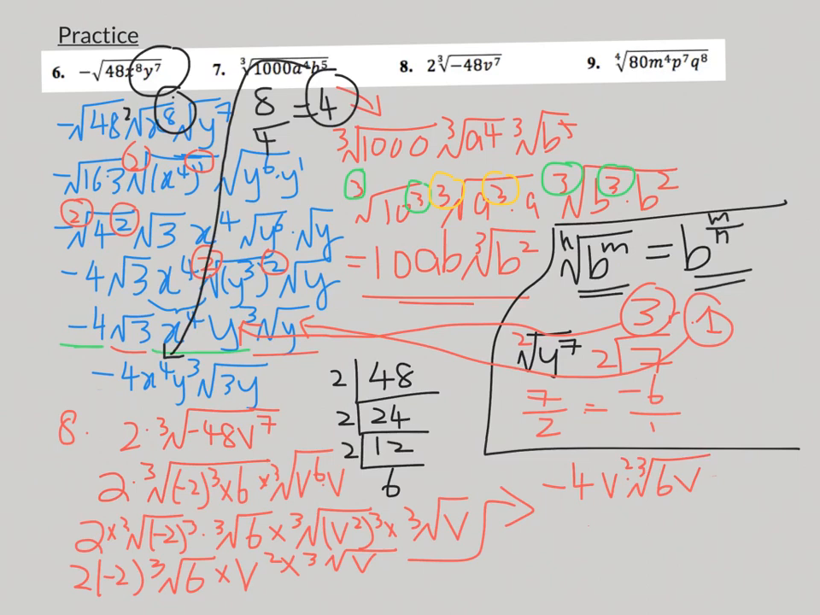Let's see how this works for example 7. So this is a to the fourth, and we're taking the cube root, so you take 4 divided by 3. 3 goes into 4 one time, and you have a remainder of 1.